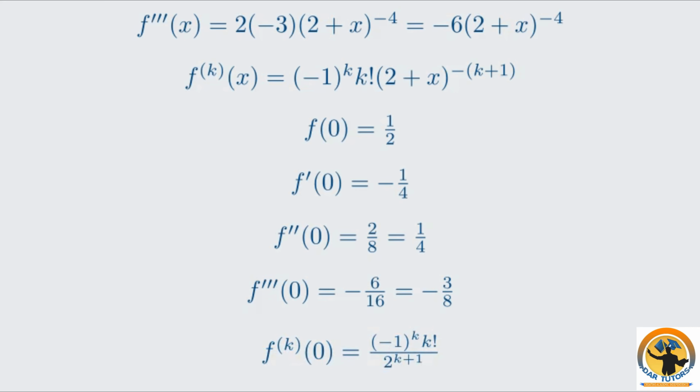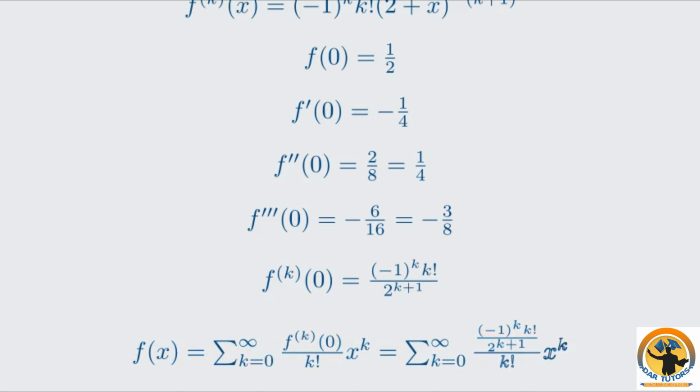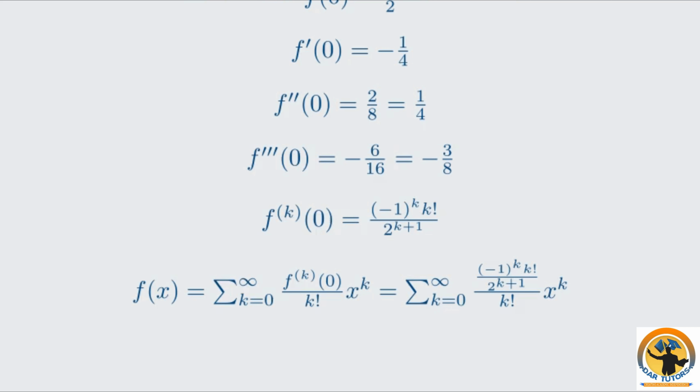Now we can substitute these into the Maclaurin series formula. The Maclaurin series for f of x is the sum from k equals 0 to infinity of our expression for f superscript k of 0 divided by k factorial times x to the k. Notice that the k factorial terms cancel out. This leaves us with the final Maclaurin series. The sum from k equals 0 to infinity of negative 1 to the k, divided by 2 to the k plus 1, times x to the k.